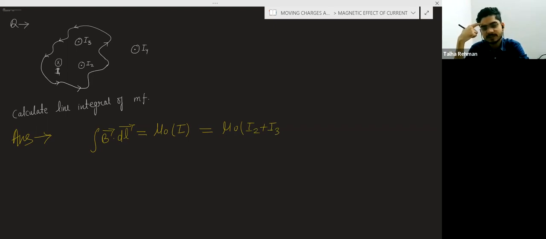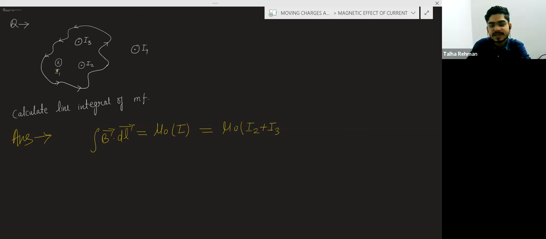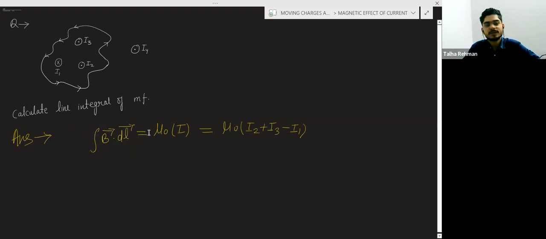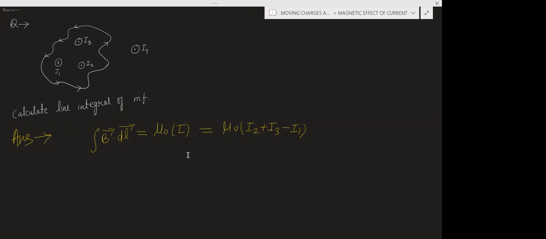z axis. I have considered the negative z axis as negative, minus of I1. So this is your answer, and this current you will not take because this current will not be enclosed by the loop. So this is the benefit of the Ampere's law. We have calculated the line integral of magnetic field, because we know that line integral of magnetic field is equal to mu naught into I, according to Ampere's circuital law. Let's copy this.